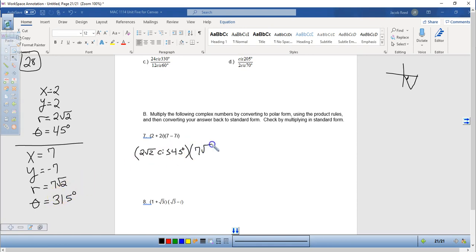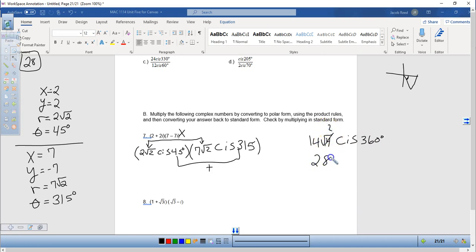So I've got 7 root 2 cosine i sine of 315 degrees. Now we do our trick. Multiply these, add these. It's going to give me 14 square root of 4 cosine i sine of 360 degrees. And we know square root of 4 is really 2, so we're really talking about 28 cosine i sine of 360 degrees.